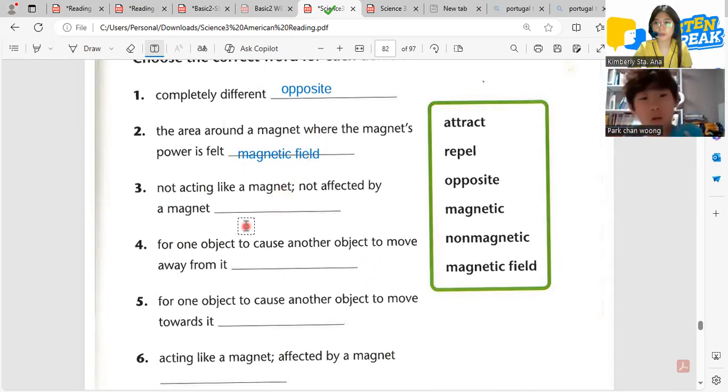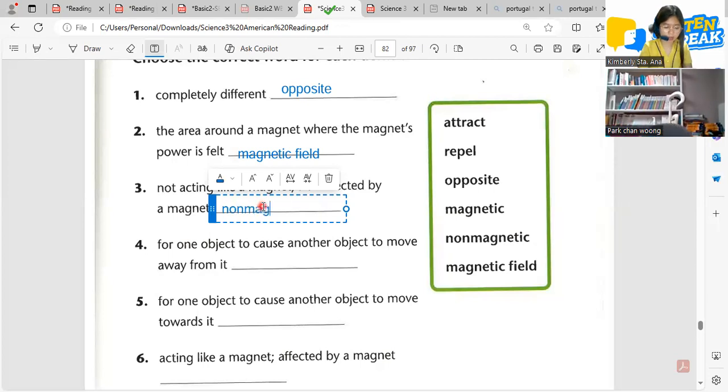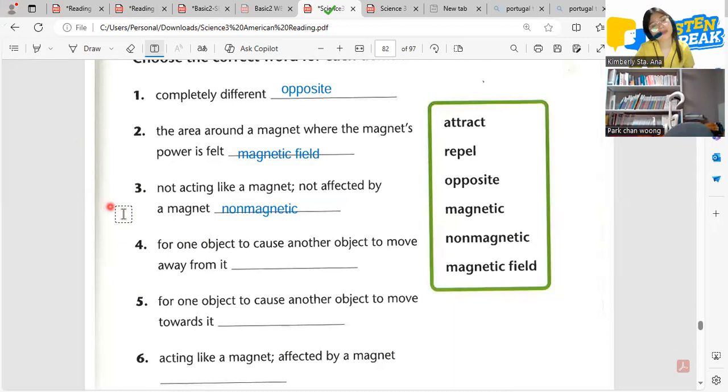Number three? Not acting like a magnet, not affected by a magnet, non-magnetic. Oh, non-magnetic. How about the next one? Number four. For an object to cause another object to move away from it. Take note of the phrase move away from it.